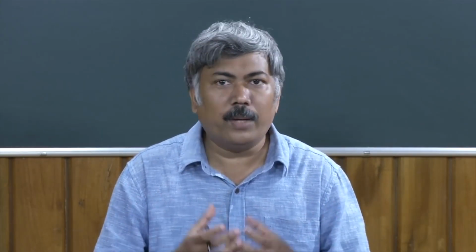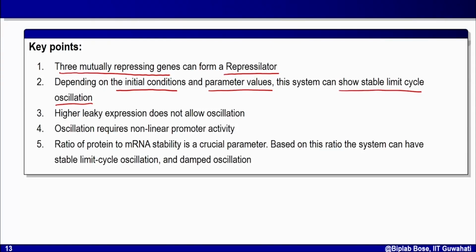One key point in this system: if you have to have stable limit cycle oscillation, then there should be some imbalance in the initial concentration of molecules at t equal to 0. Otherwise, you will never get oscillation in this system. We have observed by simulation that if you have higher leaky expression, then you do not get the oscillation. And also we have observed the oscillation requires nonlinear sigmoidal behavior in the promoter activity. Otherwise, we lose the oscillation.